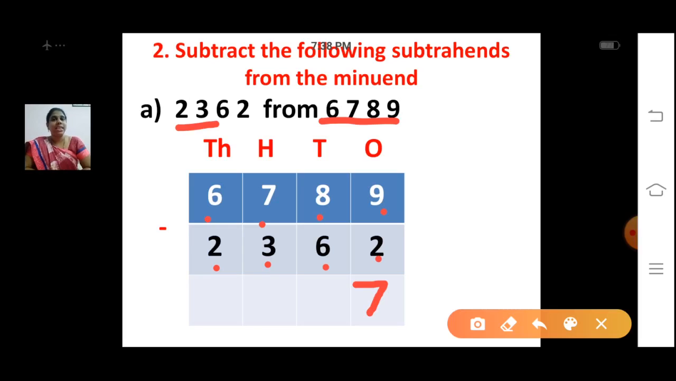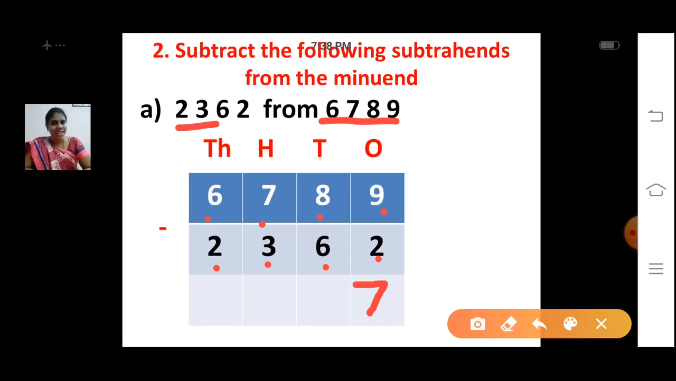So first write the minuend and the subtrahend. The minuend here is 6,789. Subtrahend 2,362. Let's subtract the numbers. So the first step is we have to subtract the ones place. 9 minus 2 is 7. So next step, tens place.